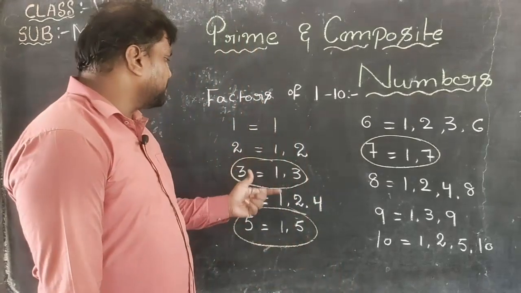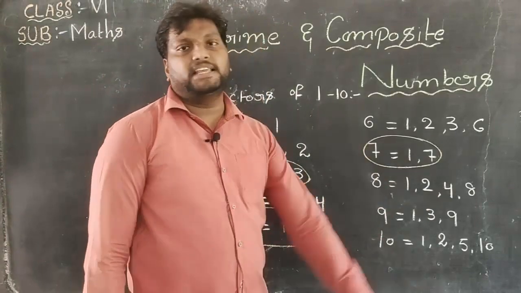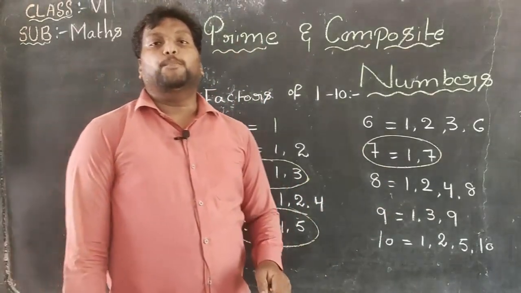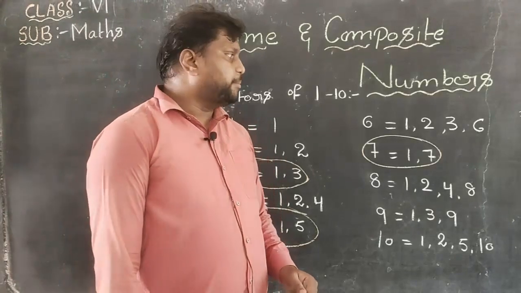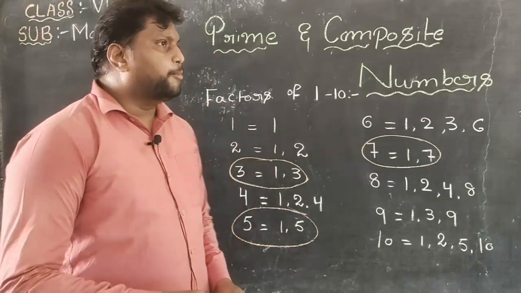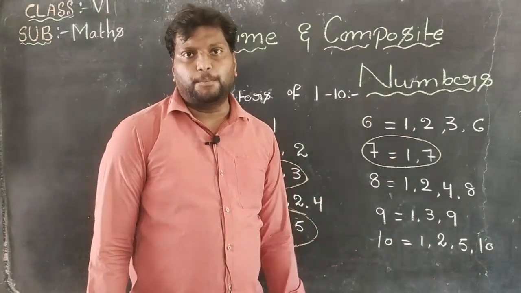Okay, the remaining numbers are 2, 4, 6, 8, 9, 10. What about these numbers? These numbers are called composite numbers. Composite numbers means any number having more than 2 factors. If a number has more than 2 factors, the number is called a composite number.